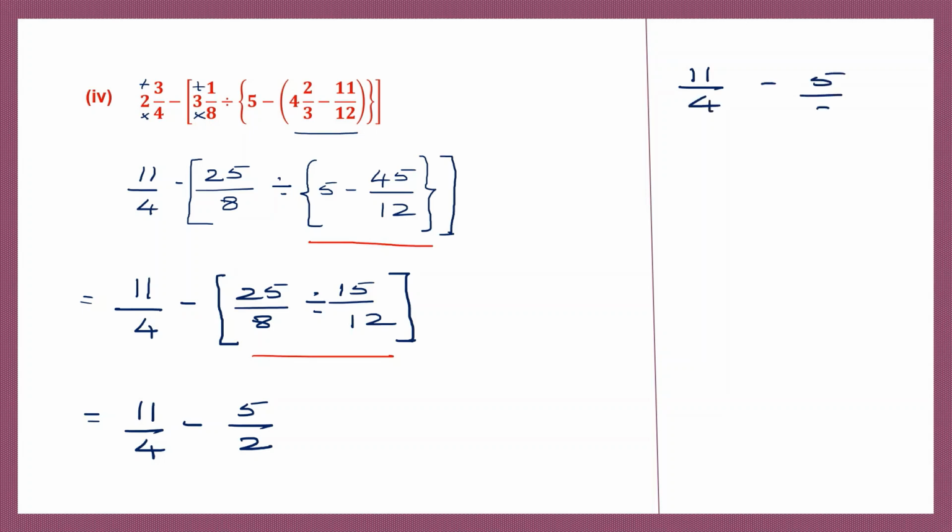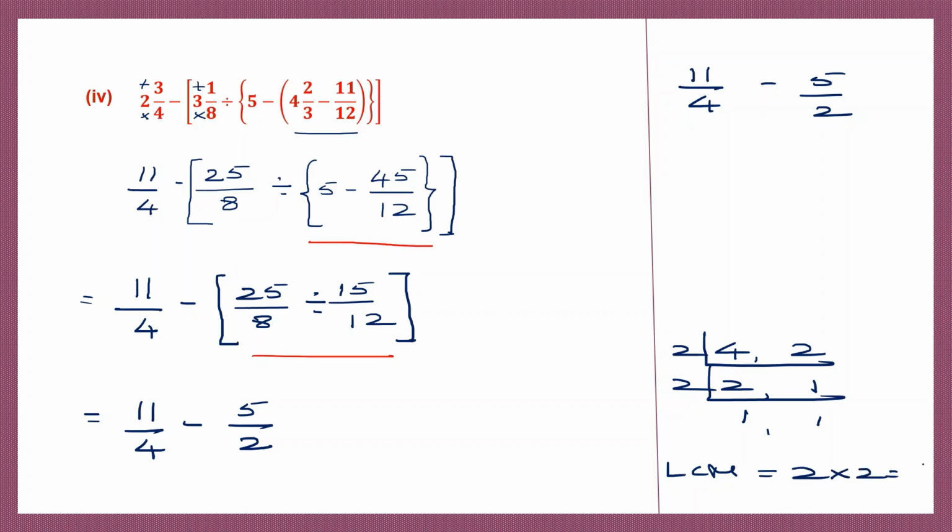11 by 4 minus 5 by 2. So let's find the LCM of 4 and 2. Let's begin with 2. 2 2s are 4, 2 1s are 2, and then continue with 2 again, 1 and 1. So what is the LCM? LCM is 2 into 2, which is 4. So let's do that. 4. Now here we have 4 1s are 4.